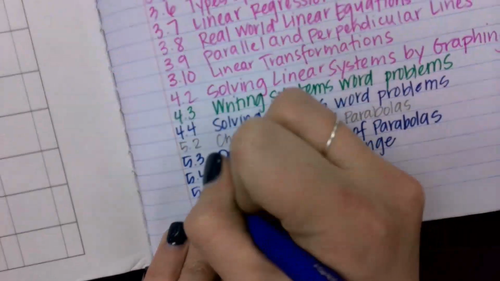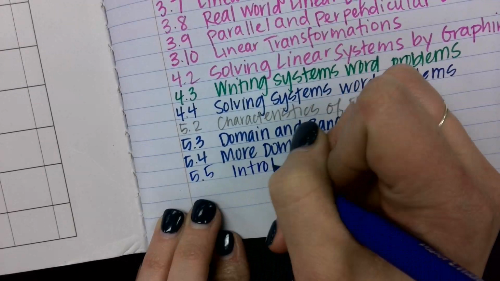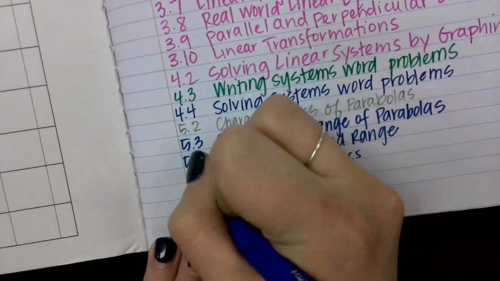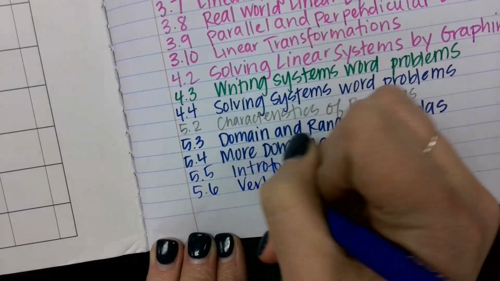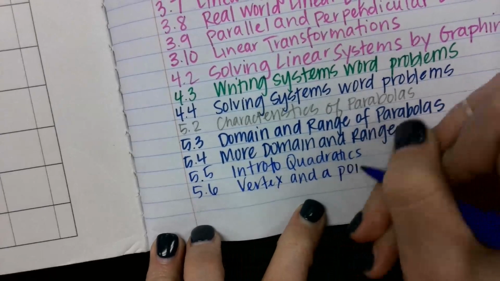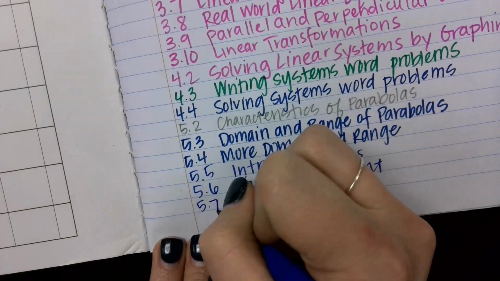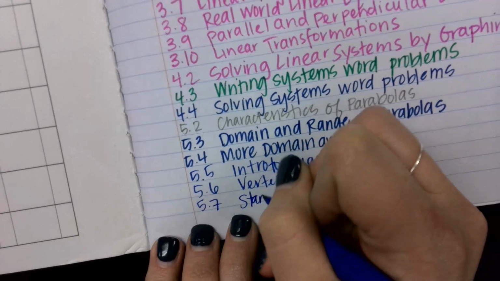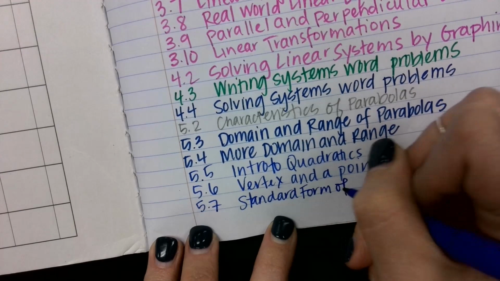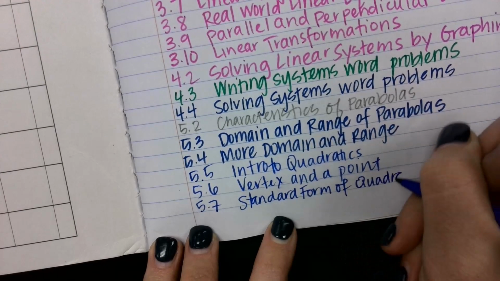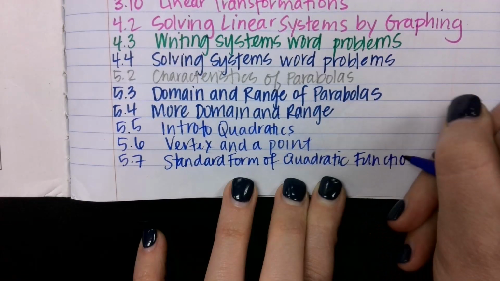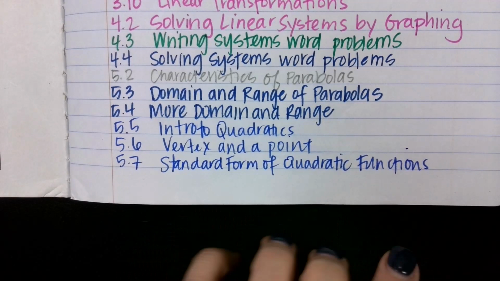5.5, intro to quadratics. 5.6, vertex and a point. And tonight, you guys are doing 5.7, standard form of quadratic functions. So the very first thing that you should be doing is writing in your table of contents, and that way it can help you when you guys are looking back on your notes.